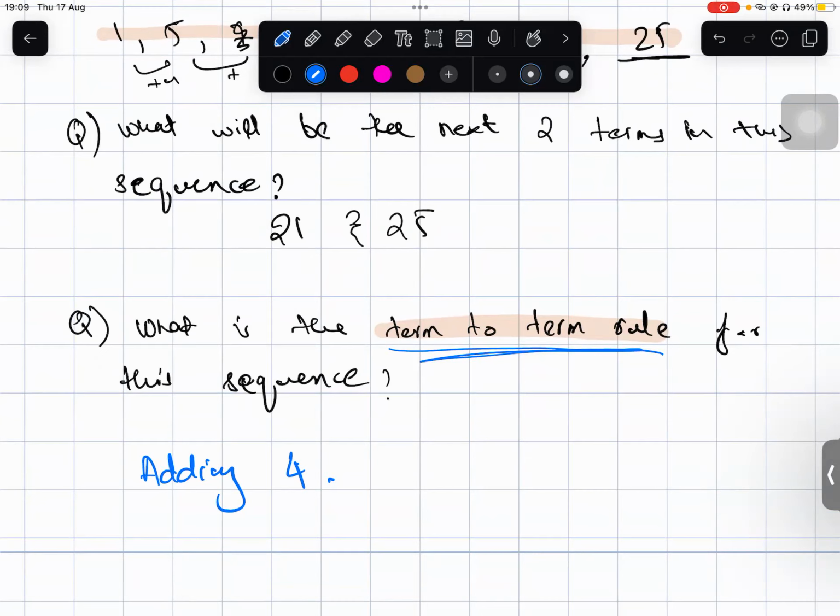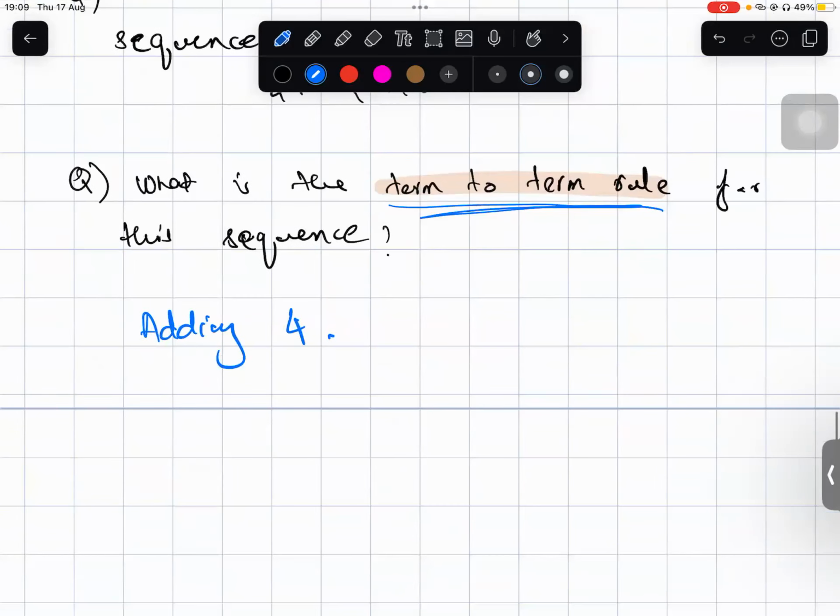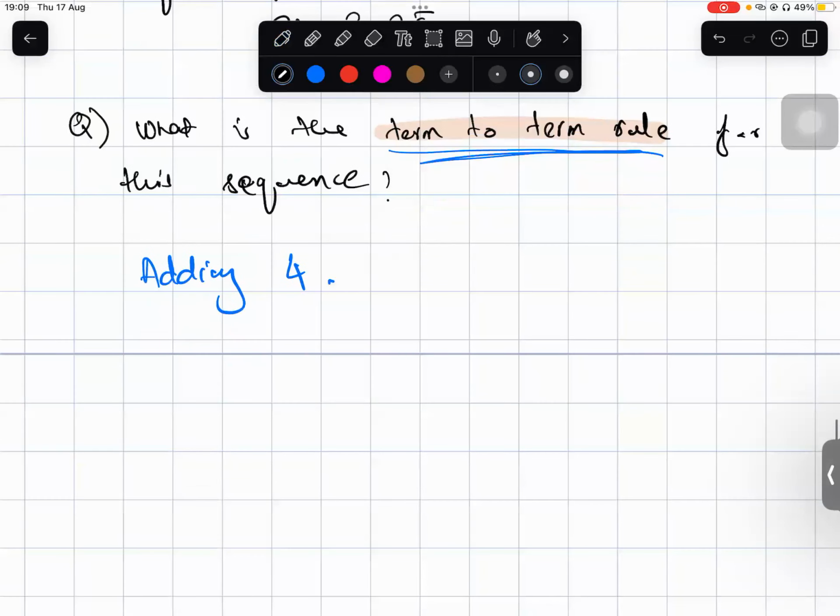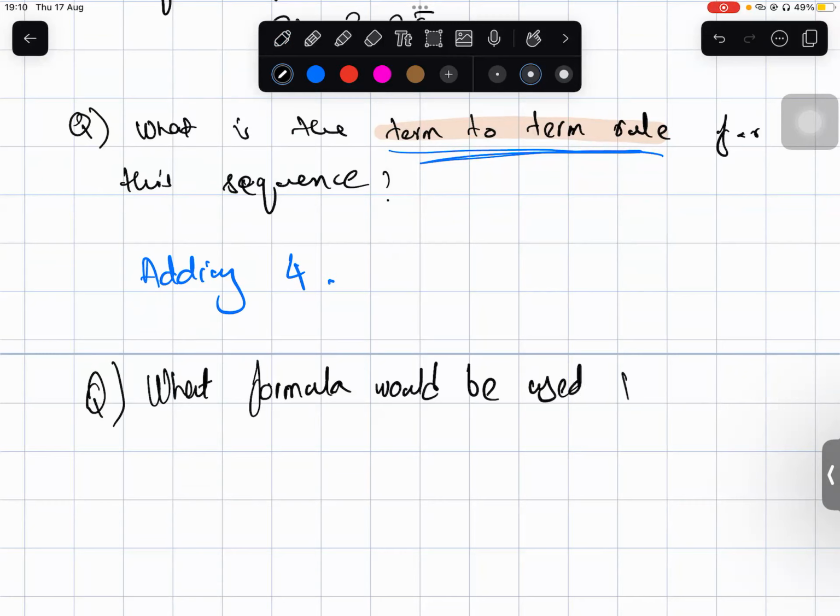Yeah. Okay. Now the most complicated question, the one with the highest marks, would be this: either they can ask it to you like, what formula would be used to find the nth term?